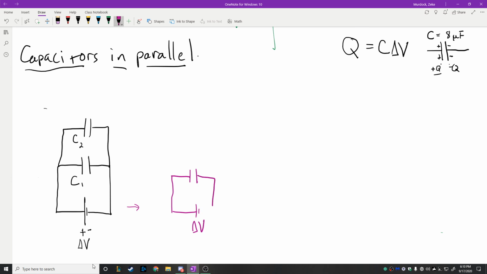We'd like to reduce it down to one system, which is just one capacitor, that has the same equivalent capacitance of the two that are combined together. Okay? That's our goal.